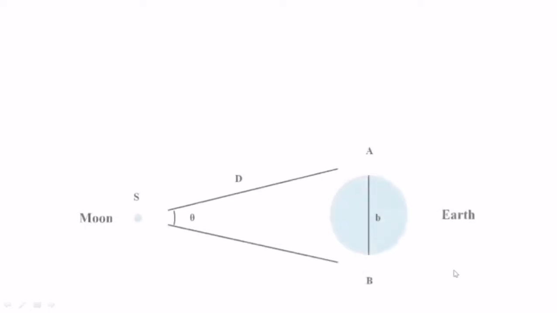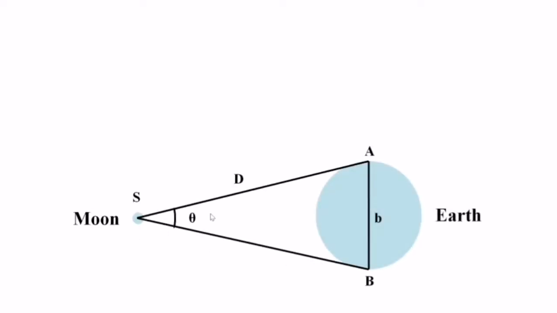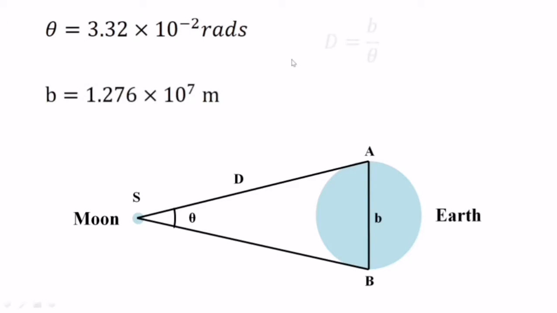Now let's go back to the diagram of the question. We have got theta now. We also have basis small b. So we simply put them in our formula, that is D equals b by theta, and then we can easily find the distance capital D.